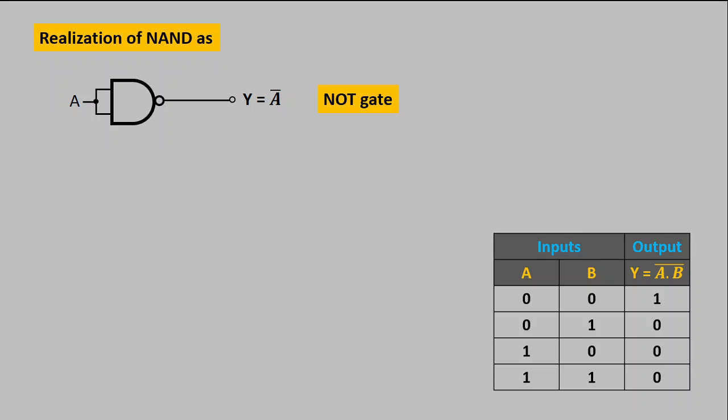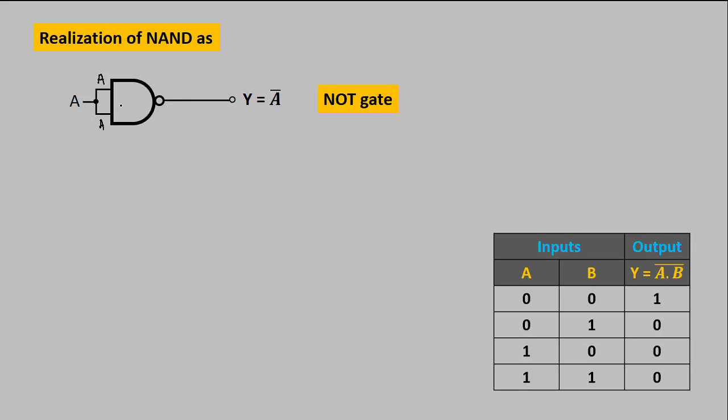Here you can see a single NAND gate is used. This single NAND gate usually has two inputs, but now we are going to use only one input, and that input is A. So the two inputs of the NAND gate are A and A only. This is what is entered into the NAND gate.